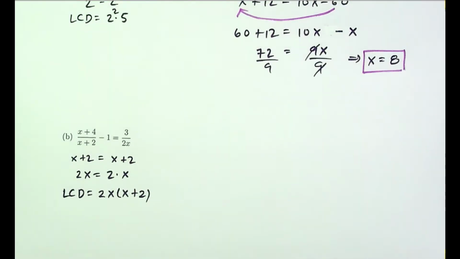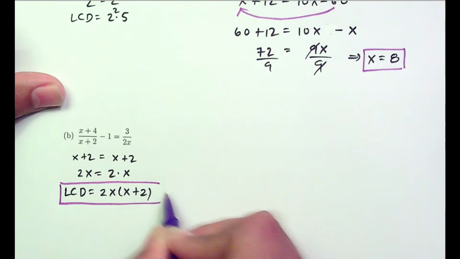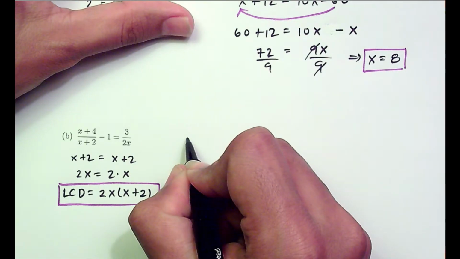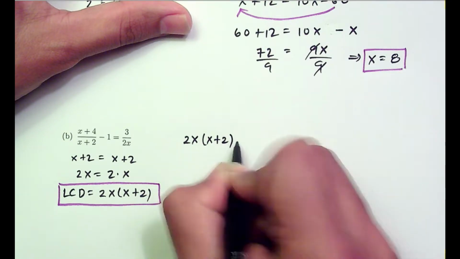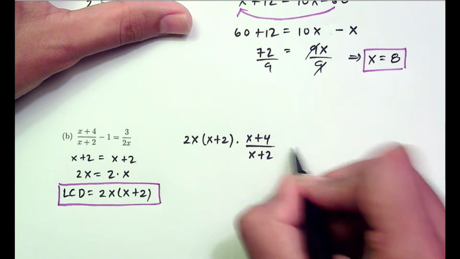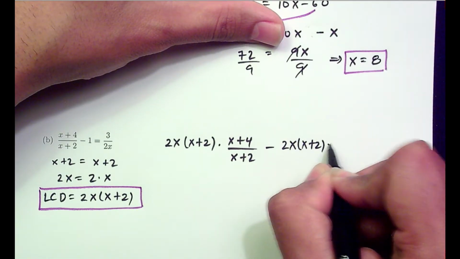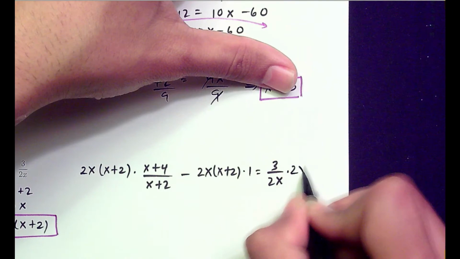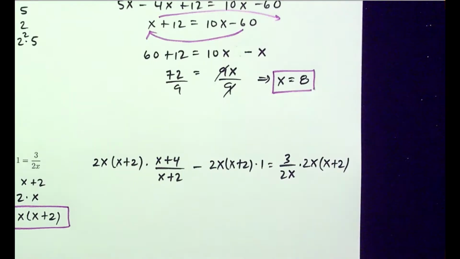Alright, so if that is the LCD, then we're going to multiply everything in the equation by this. Every single term on both sides. So this is going to look like this. 2x, x plus 2 times x plus 4 over x plus 2 minus 2x, x plus 2 times 1 equals 3 over 2x times 2x, x plus 2. Alright, so everything gets multiplied by the LCD.